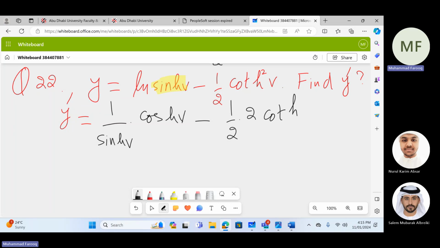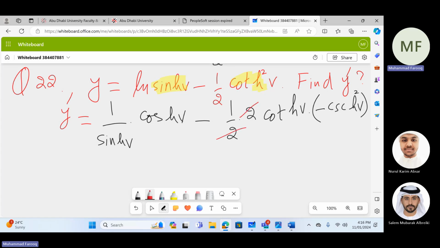So 2 minus 1 is 1. And then you write the derivative of cotangent hyperbolic v. Please check the formula: it is negative cosecant hyperbolic squared v. Yes, this is the derivative of cotangent hyperbolic. Then cancel the two with the half, and start the simplification.